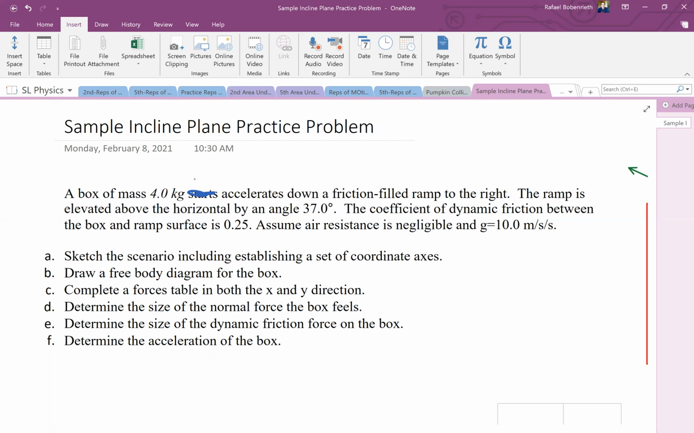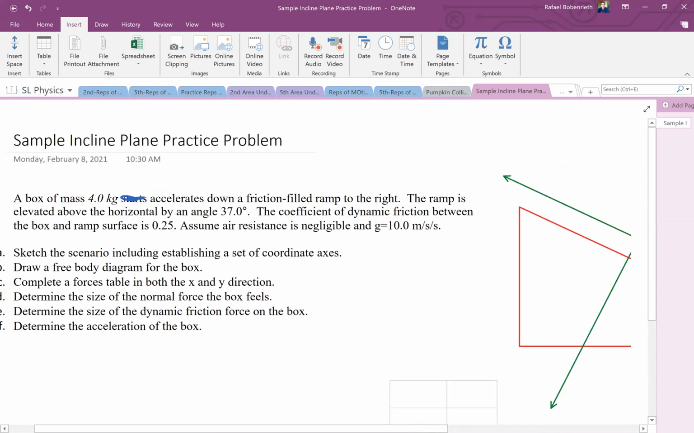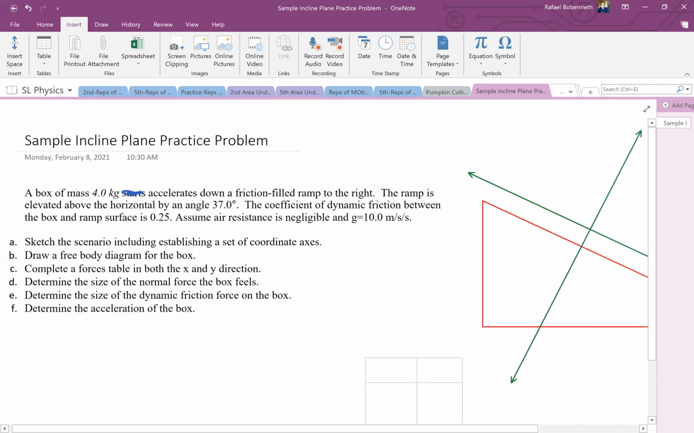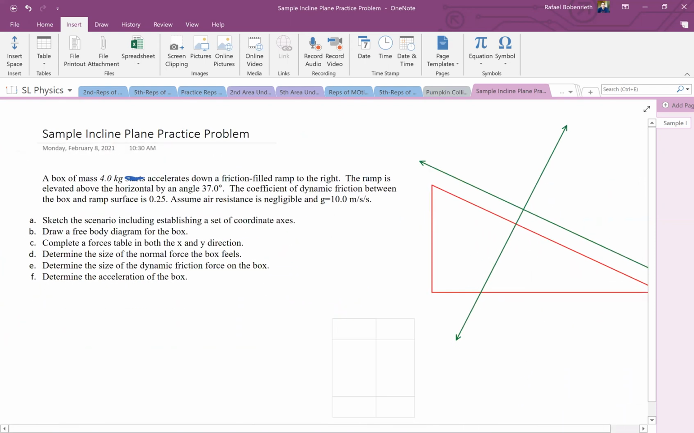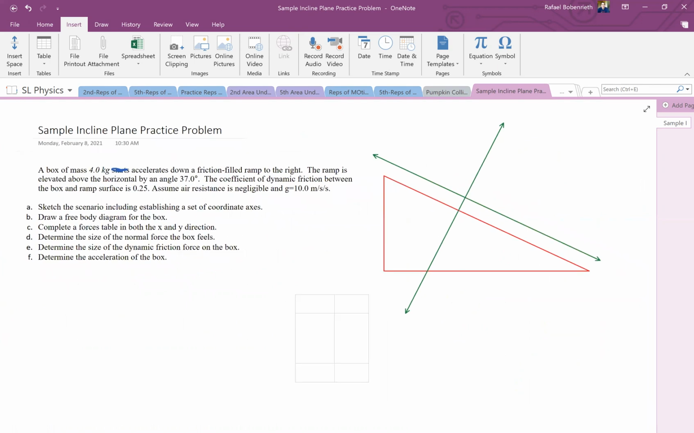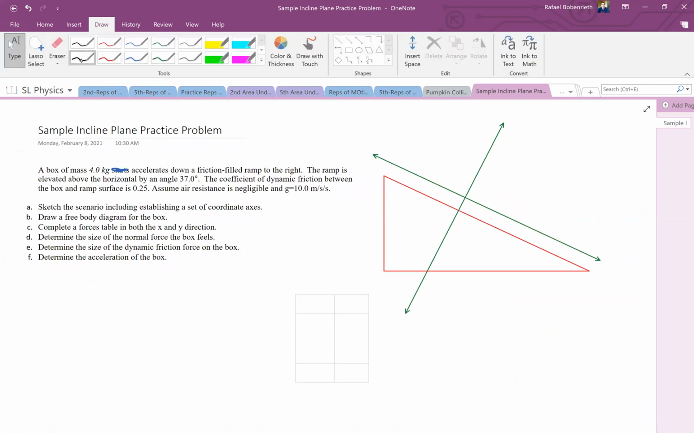Let's start in. It says A, sketch the scenario, including establishing a set of coordinate axes. I've already started this a little bit here to the right. I'm going to make this a little smaller so you can see. Notice I've got the ramp there in red, and I'm going to draw my box, a black box right here. The first thing I want you to notice is in green, I've already set up this coordinate system, and hopefully you're noticing something different from what we've previously done.